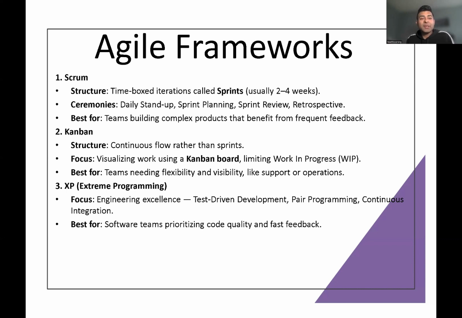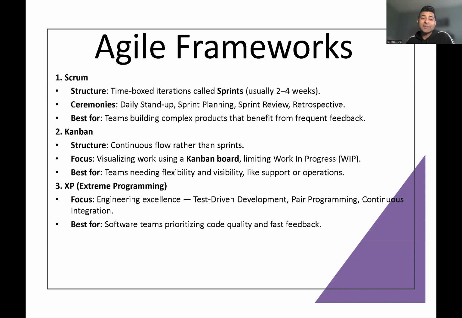The next one is Kanban. Structure: continuous flow rather than sprints. Focus: visualizing work using a Kanban board, limiting work in progress. Best for teams needing flexibility and visibility, like support or operations. So basically, Scrum and Kanban are kind of similar, but still different.